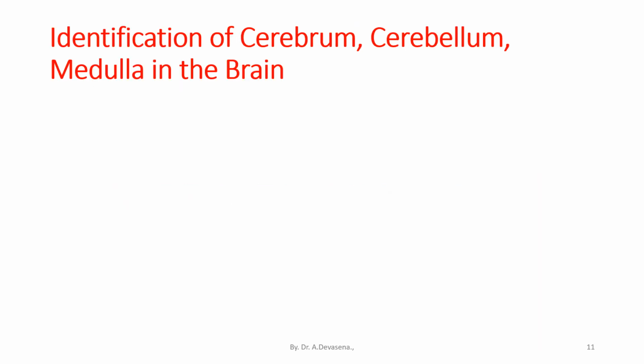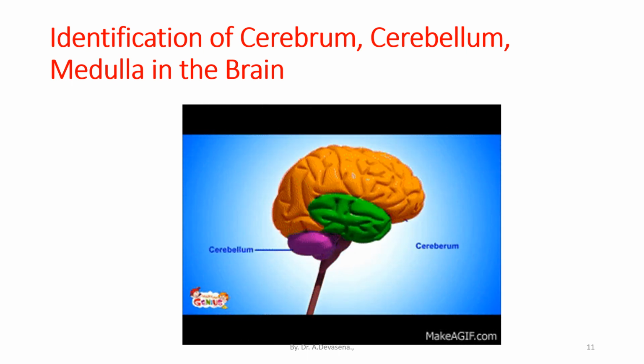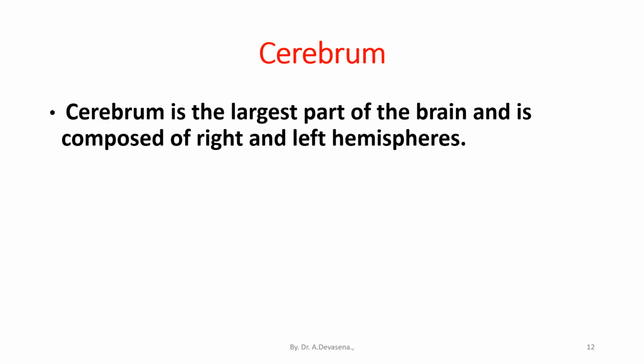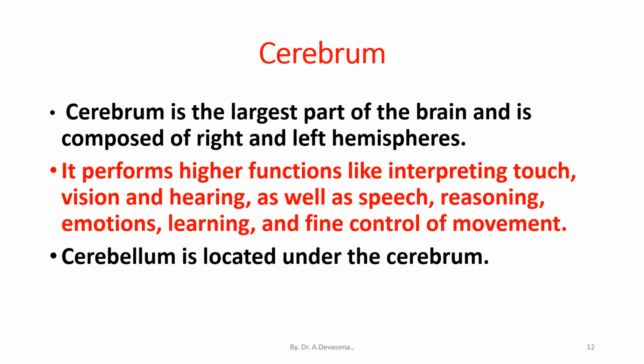Identification of cerebrum, cerebellum, medulla in the brain. This is the representation of the brain. It comprises cerebrum, cerebellum, and medulla. Let us see the cerebrum. Cerebrum is the largest part of the brain and is composed of right and left hemispheres. It performs higher functions like interpreting touch, vision, and hearing, as well as speech, reasoning, emotions, learning, and fine control of movement. Cerebellum is located under the cerebrum.